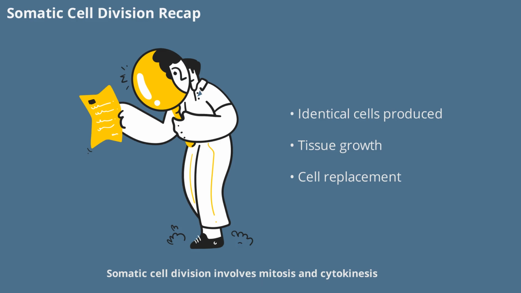Somatic cell division involves mitosis and cytokinesis, producing two identical cells. This process replaces dead or injured cells and adds new ones during tissue growth. It ensures that the organism remains healthy and functional, maintaining stability throughout life.